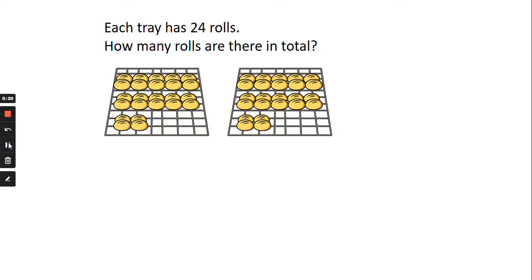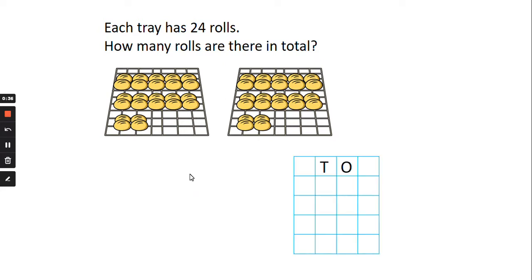So each tray has 24 rolls. How many rolls are there in total? Well, there are 2 trays. So there's 2 lots of our 24. So if we were going to draw this onto our graph paper in the short multiplication, it would look like this. Our 24 at the top lined up with our 10s and 1s.